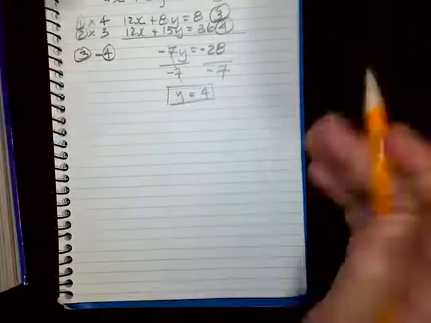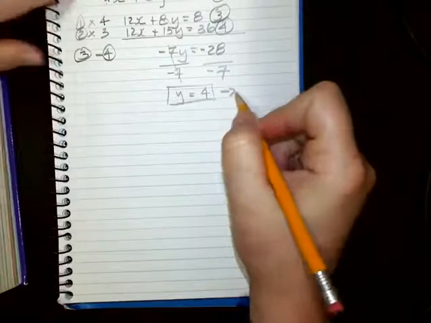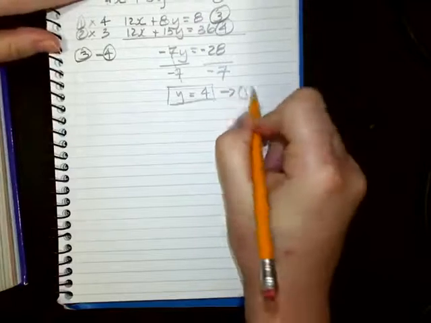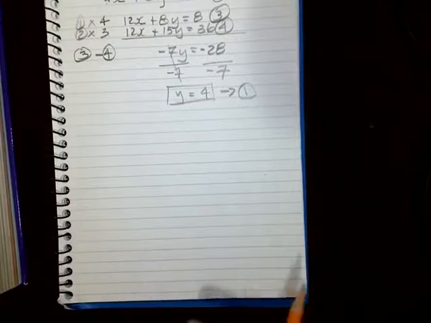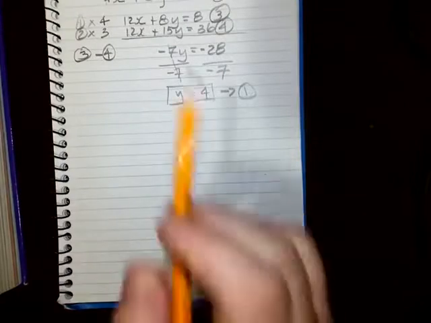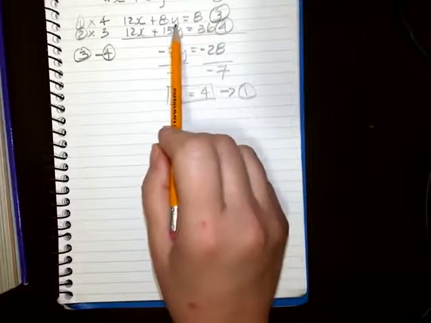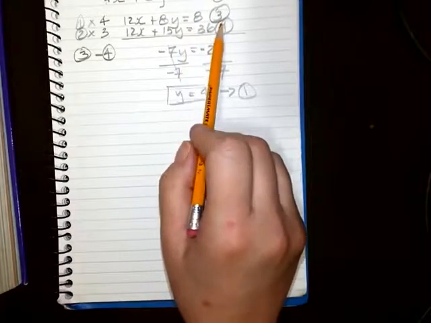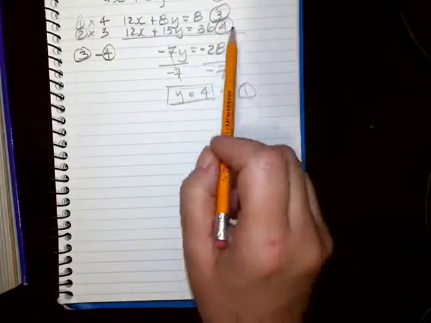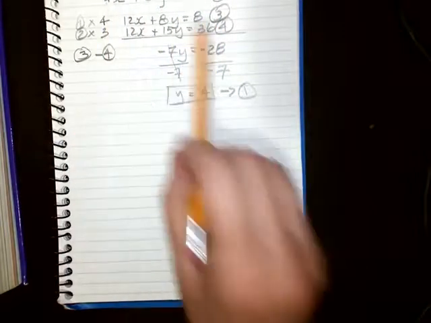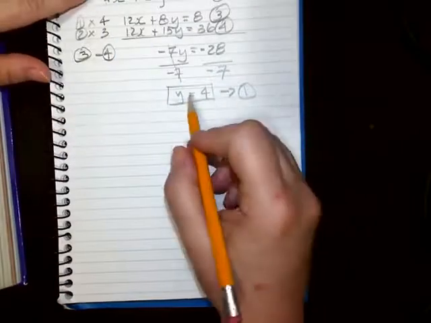Okay, so now I continue with substitution. I'm going to sub that into, it doesn't matter which, equation 1 or 2. Now you might be wondering, could I sub into equation 3 or 4? You can, but here's the thing. If you made a silly mistake with your multiplying, you won't catch it if you sub into one of these. If you want to catch a mistake, you have to sub into one of the two originals. Okay, so I'm going to sub 4 for y in here.